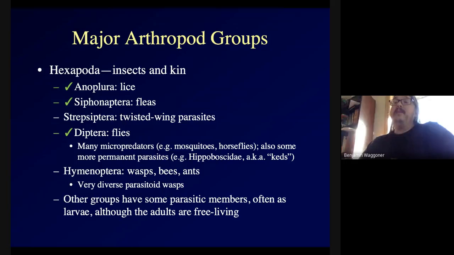The Hymenoptera includes wasps, bees, and ants, and it is a very large group. There's something like 150,000 known species of Hymenopteran. Quite possibly the true number is many times that. And the Hymenoptera includes a large number of families that are parasitoids.